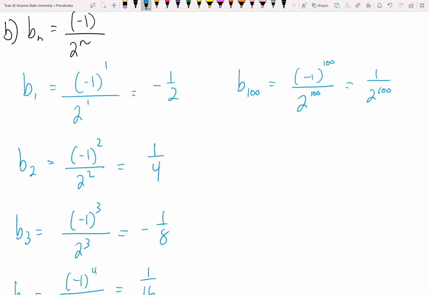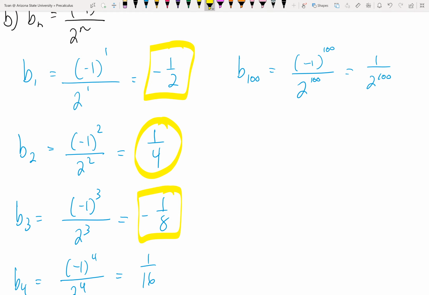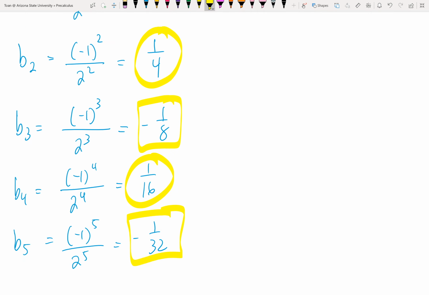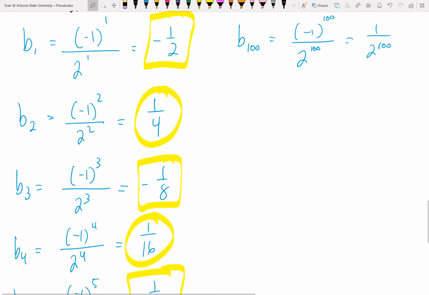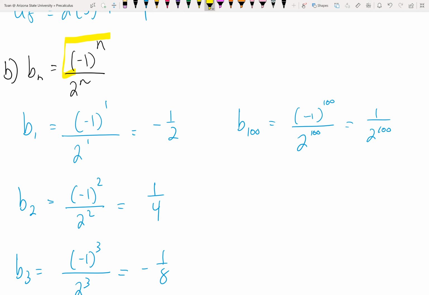There's something interesting about this sequence here. Let's start with the very first term. The first term is a negative 1/2, then a positive 1/4, then a negative 1/8, then a positive 1/16, then a negative 1/32, right? Hopefully you notice that this is alternating between positive and negative, starting with the negative in this case. So negative 1/2, positive, negative, positive, negative. That alternating sequence was a result of having this here.